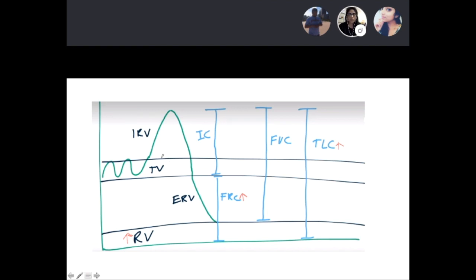The tidal volume here remains normal, and that would make sense as the residual volume is increasing, and like we said, the FRC makes up the ERV plus the RV, the residual volume, so hence it's also going to go up, making the total lung capacity go up. So the vital capacity and the tidal volume stay normal. And so that would be that.